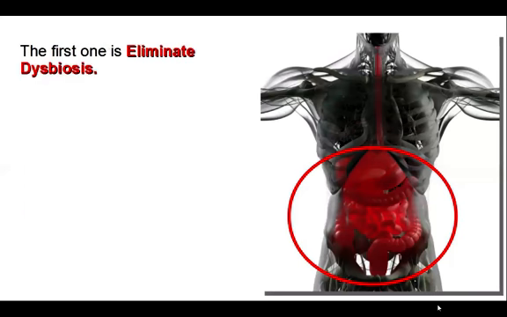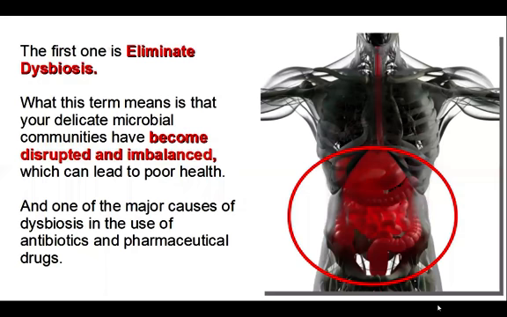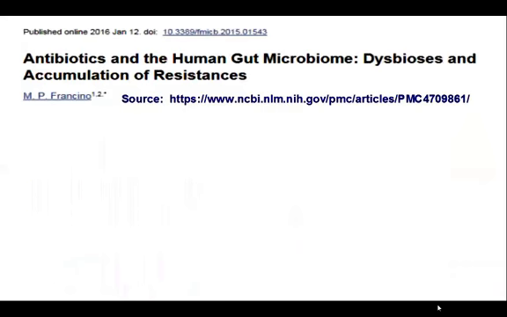The first one is eliminate dysbiosis. What this term means is that the delicate microbial communities have become disrupted and imbalanced, which can lead to poor health. And one of the major causes of dysbiosis is the use of antibiotics and pharmaceutical drugs. As the National Institute of Health points out in their article, Antibiotics and the Human Gut Microbiome, Dysbiosis and Accumulation of Resistances, the human microbiome has been overly exposed to antibiotics from both the medical community and food industry.